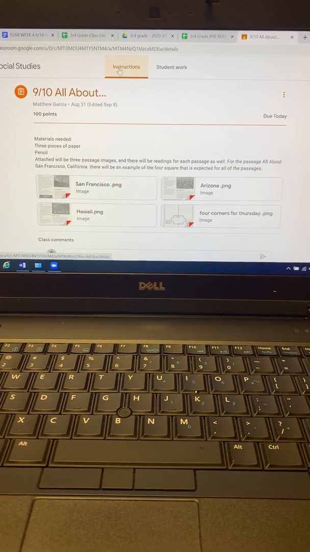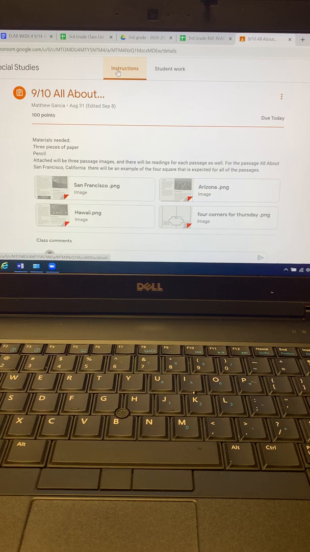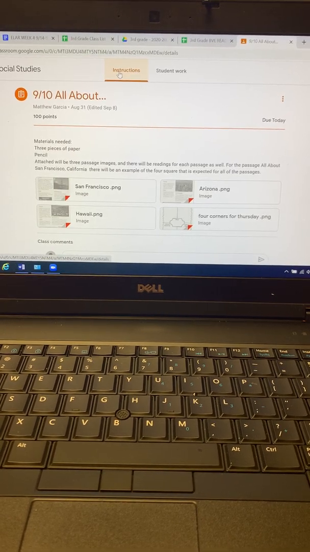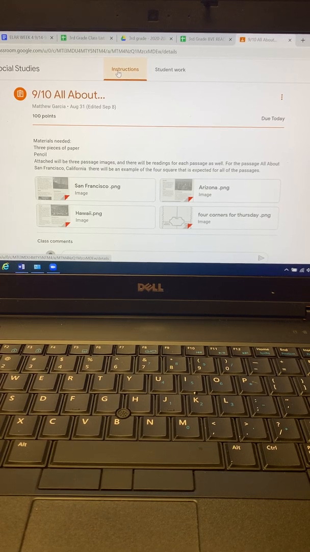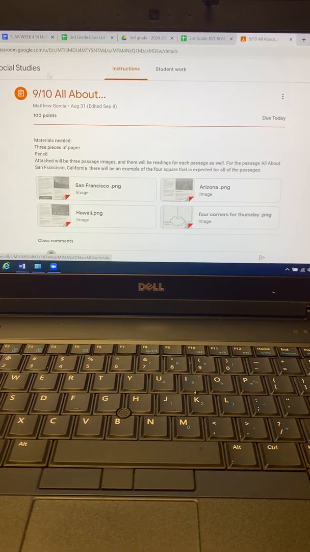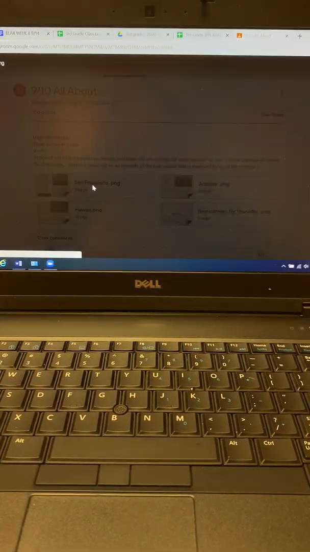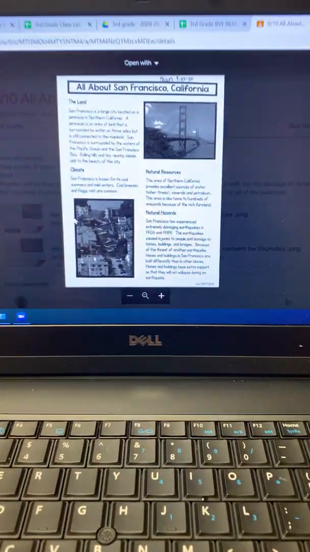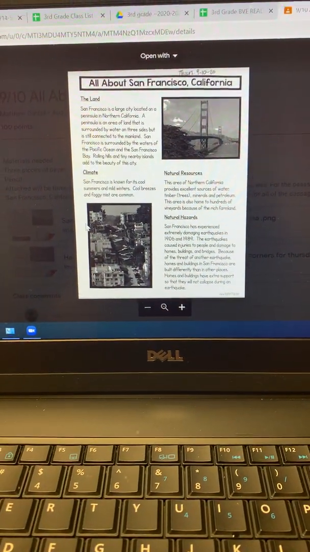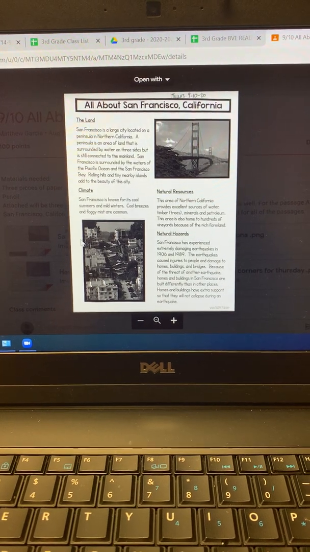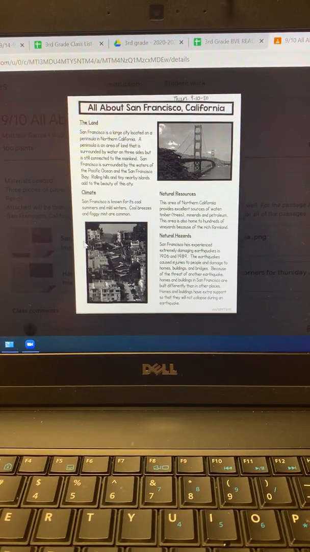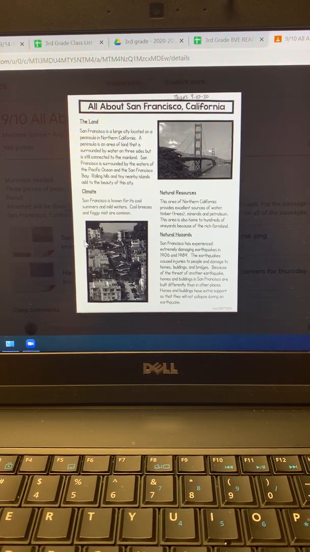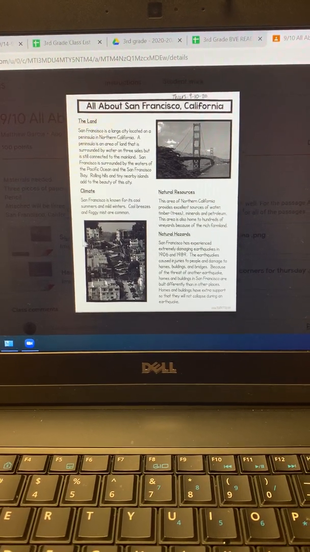For the passage all about San Francisco, California, there will be an example of the Foursquare expected for all of the passages. So if we click on San Francisco, this is what you see, okay? And what you're going to do is you're going to read all about San Francisco and then fill in this chart that I'm going to show you, okay?